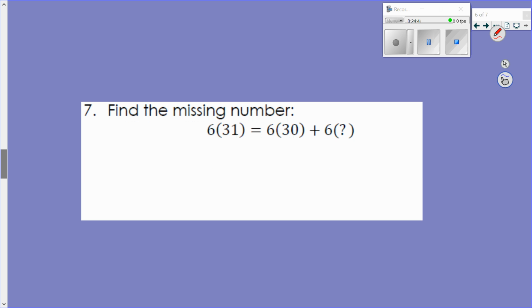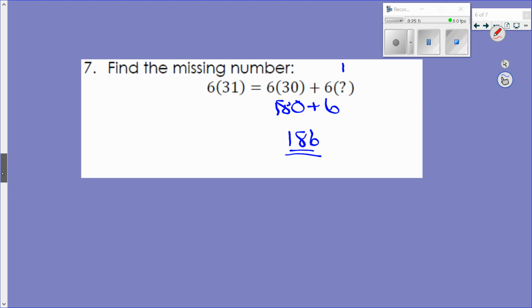Number 7. Same deal. One thing to do. This will take you about 15 seconds, and that's all writing. Question mark was a 1. So I did 180. Guys, come on. Please, once I start talking, you need to stop. Yes, sir. 180 plus a 6 gave me 186.